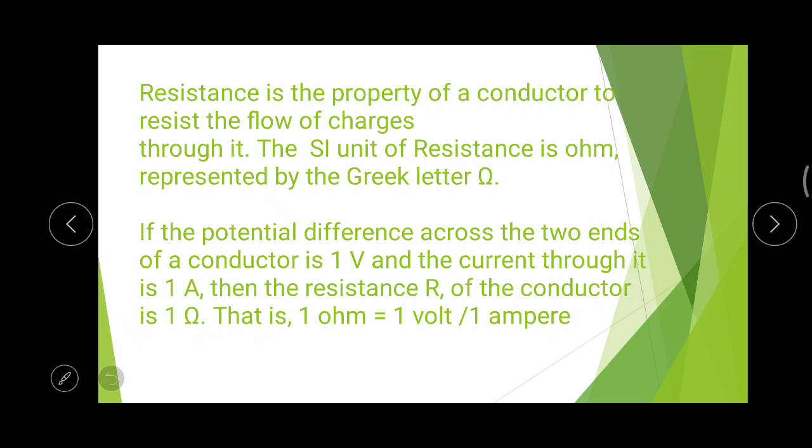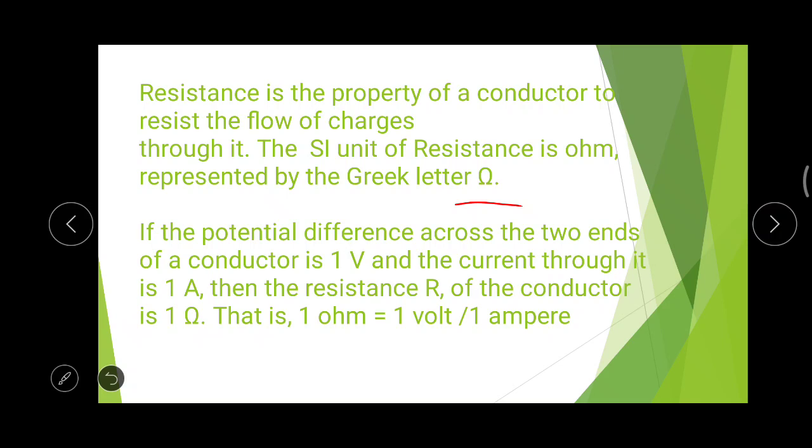Getting or not? The SI unit of resistance is ohm, and is represented by the Greek letter omega. Actually this is the Greek letter, and its name is omega. So resistance is the property of the conductor which reduces the flow of the charge through it. Flow of charge means the flow of current through it.